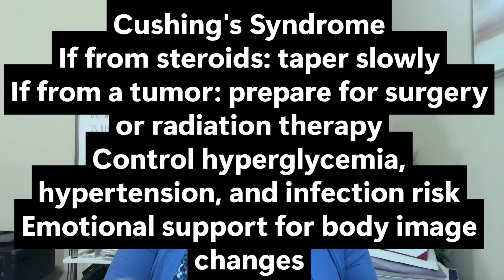For Cushing syndrome, we're also going to control the hyperglycemia, hypertension, and infection risk. And we're going to provide emotional support, because understand the moon face and the humpback, they're going to have some body image changes. So we need to provide emotional support.